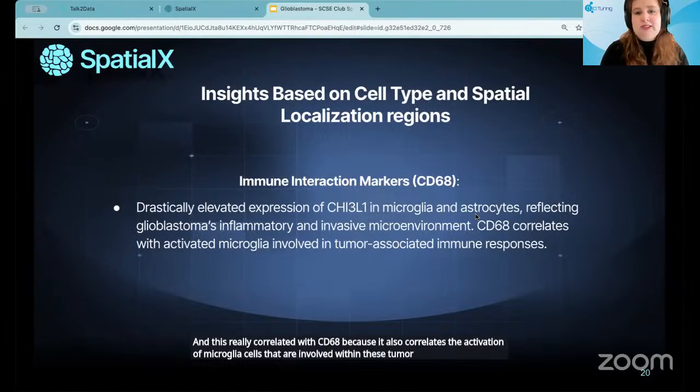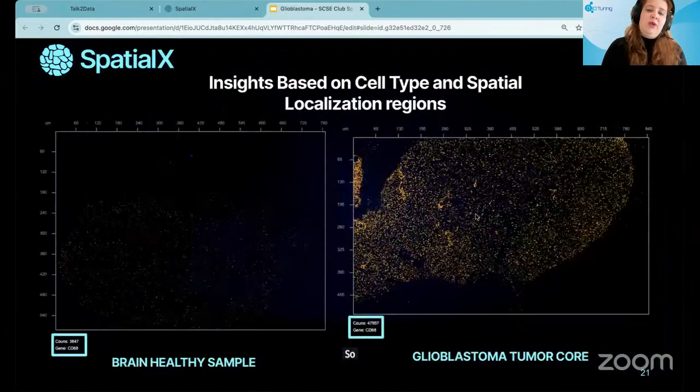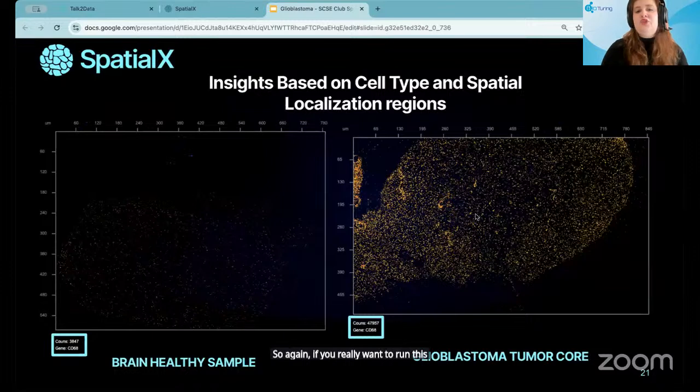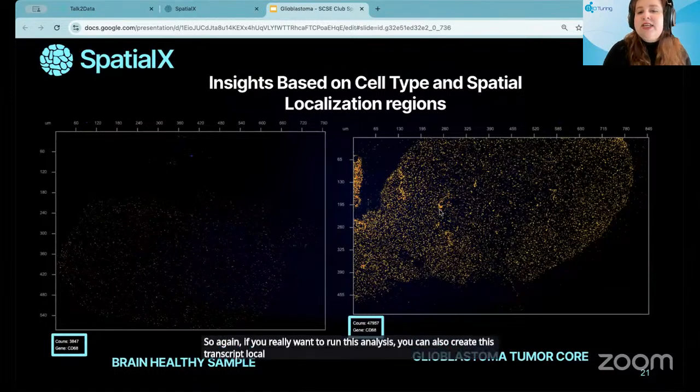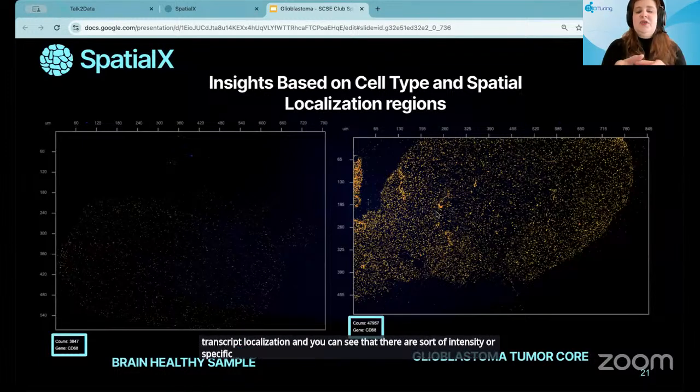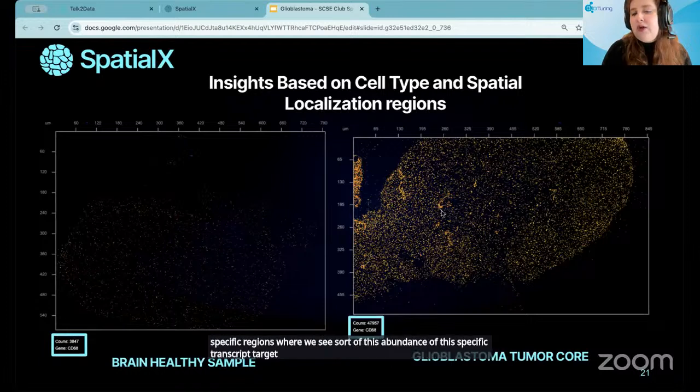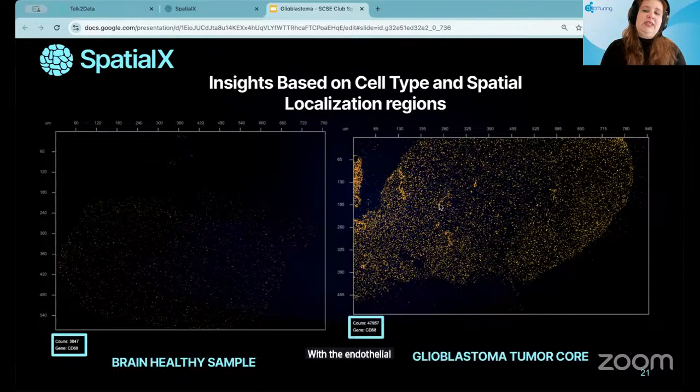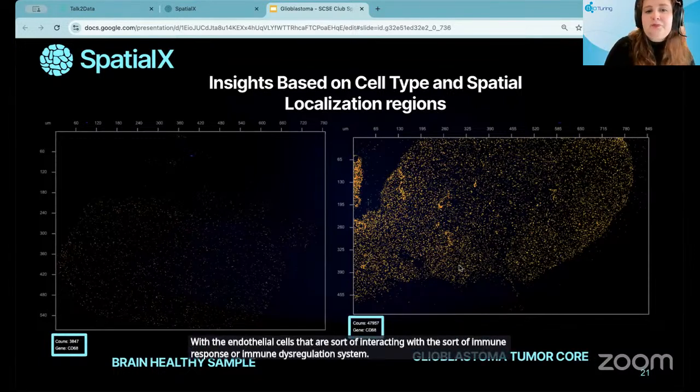And this really correlated with CD68 because it also correlates with the activation of microglia cells that are involved in these tumor-associated immune responses. So again, if you want to run this analysis, you can also create this transcript localization, and you can see the intensity or specific regions where we see an abundance of this specific transcript target. And again, this is where we were able to see the microglia with the endothelial cells interacting with the immune response or immune dysregulation system.